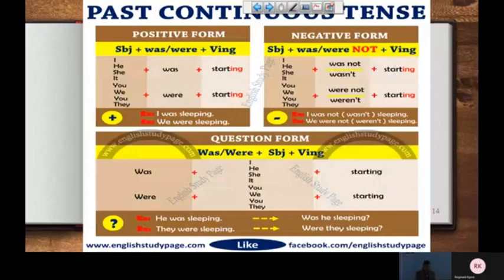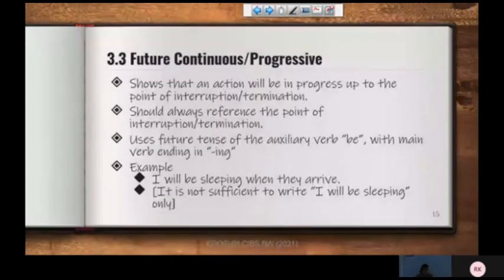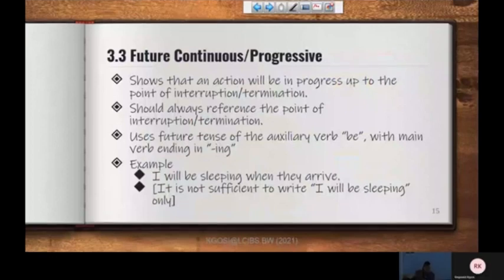Future continuous tense or future progressive tense. Future continuous or progressive shows something that will be in progress at a certain point in time. Remember, just like with the past, we're looking at a certain point in time. It will be happening. So you should include the when part as well in your example. So it's very similar to everything else that I just said with the continuous tense, except that you'll be able to differentiate it immediately by the use of the word will. Otherwise, the rest is the same.